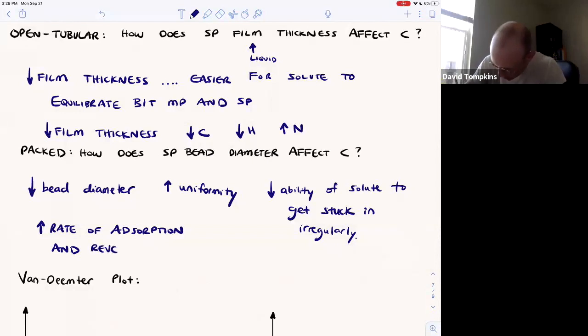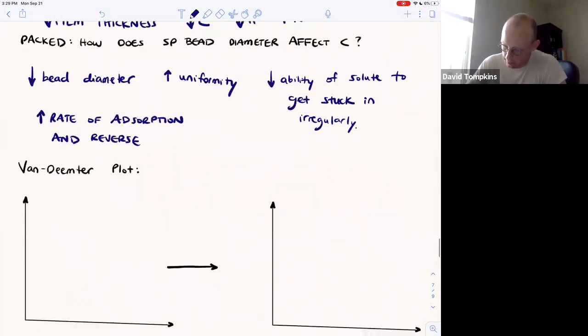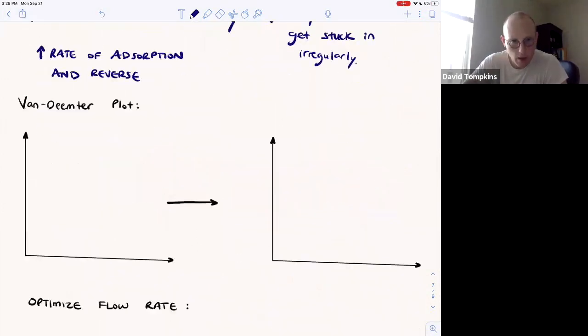And we increase that rate of adsorption and its reverse, or leaving the stationary phase, going back to the mobile phase, if we have lower bead diameters, fewer irregularities in the stationary phase, and greater uniformity. So let me just show you a couple ways to visualize all three terms at once.